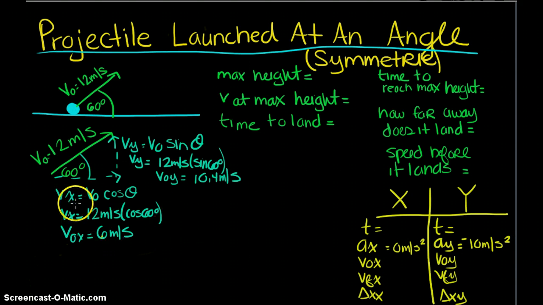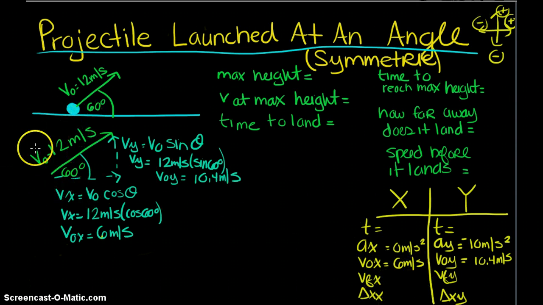Now that we have gotten the components of the launch velocity, we know our initial velocity in the x to be 6, and our initial velocity in the y is going to be up 10.4. So I'm going to make this positive 10.4. So in terms of a coordinate grid here, for the directions for this problem, I'm going to make down negative, up positive, and to the right positive, to left negative.